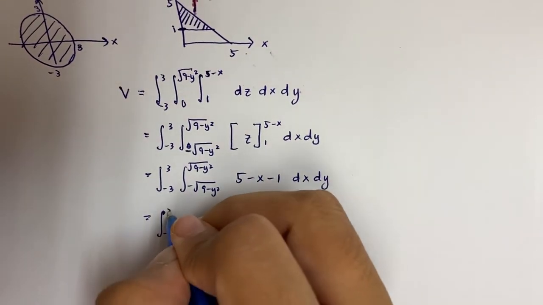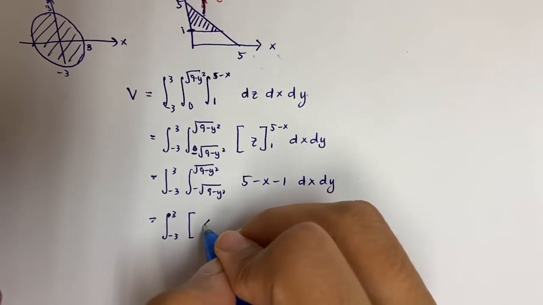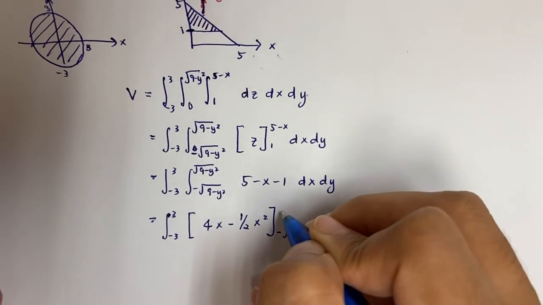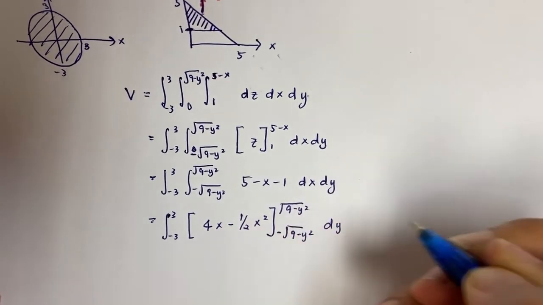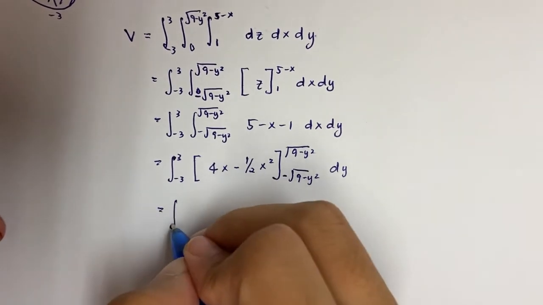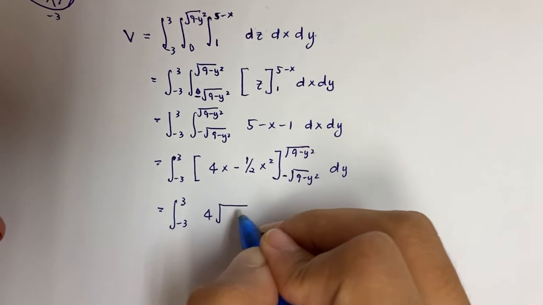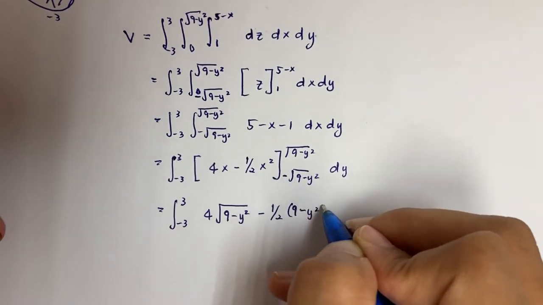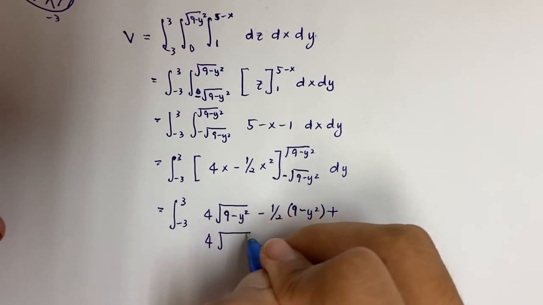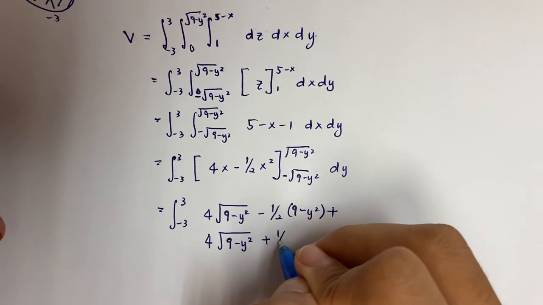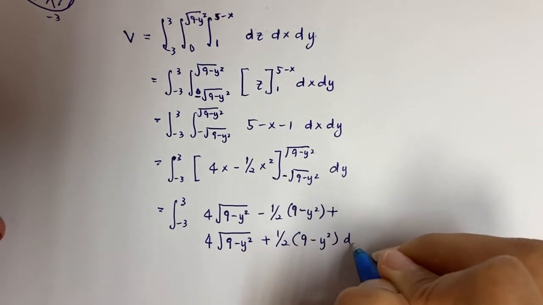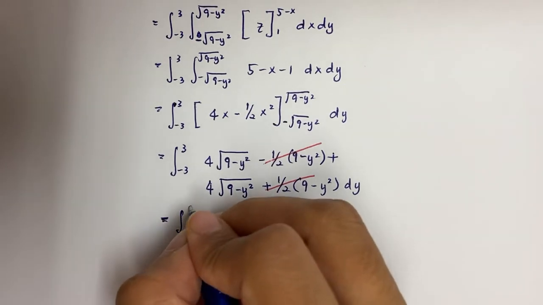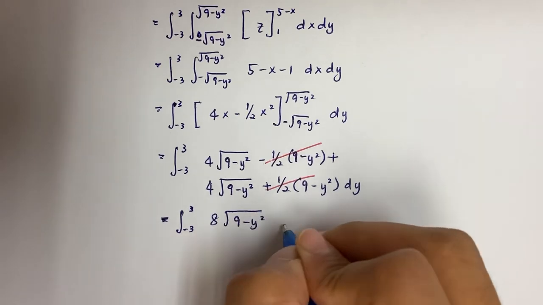So we have to integrate with respect to x next. We have 4 here, so 4x minus half x squared, from negative square root of 9 minus y squared to square root of 9 minus y squared, dy. When we do the substitution, we have 4 square root of 9 minus y squared minus half of 9 minus y squared, plus 4 square root of 9 minus y squared plus half of 9 minus y squared, dy. Then simplify this, you have 8 square root of 9 minus y squared dy.